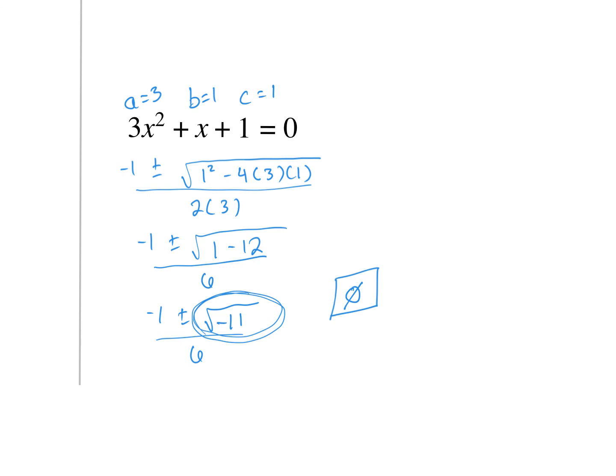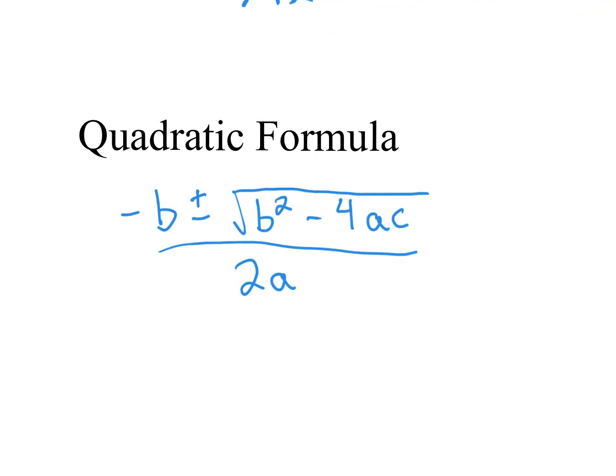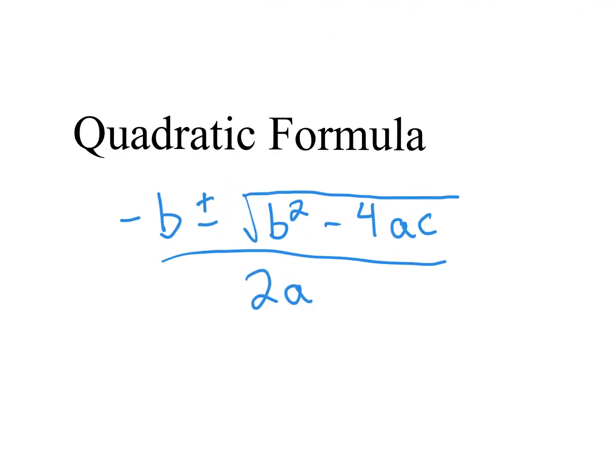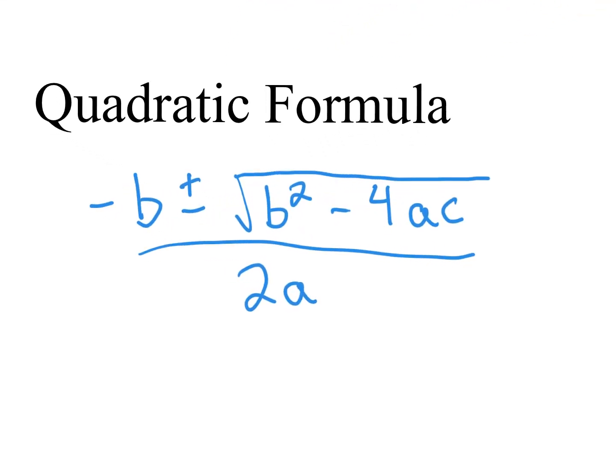Write down the quadratic formula. Put this up one last time to do the assignment. You need to have this written down. Negative b plus or minus the square root of b squared minus 4ac over 2a. Use the rest of the time to work on your assignment.